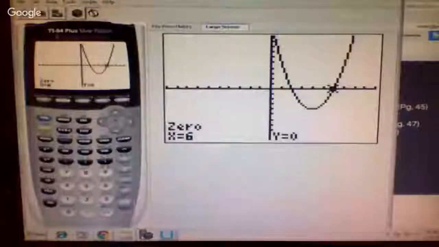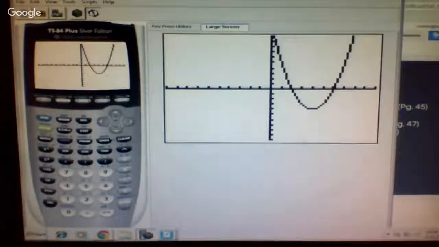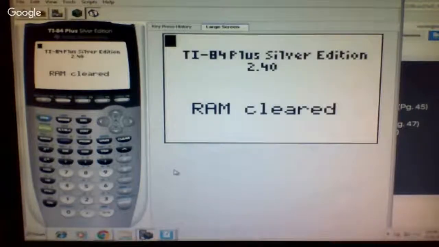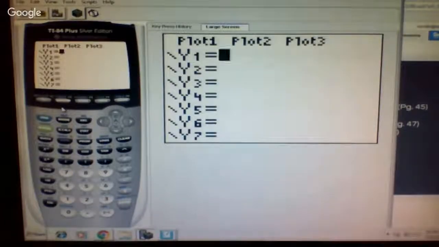Okay, I want y'all to get out your calculator. Clear it out. Okay, can we please stop having conversations that don't have to do with what I'm doing right now? Okay, you're going to go to y equals.